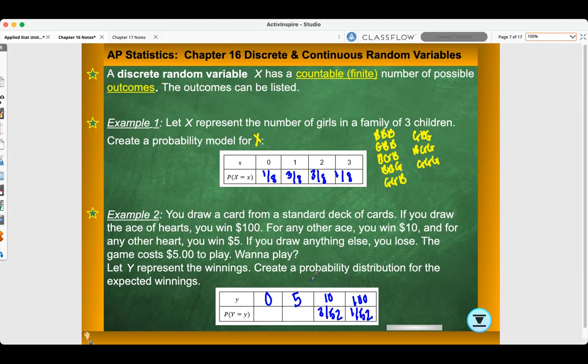To win $5, it would be any other heart. We have the ace of hearts up here. There's 13 cards for each heart, diamond, club, spades. So since there's 1 here, it would be 12 out of 52. And then the remaining cards that we have would be 36 out of 52. And we're going to come back to these 2 examples in our examples to come.